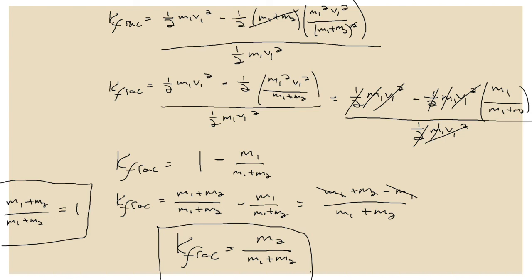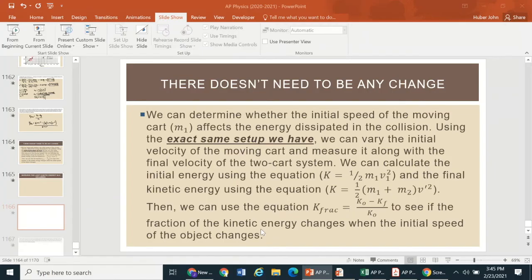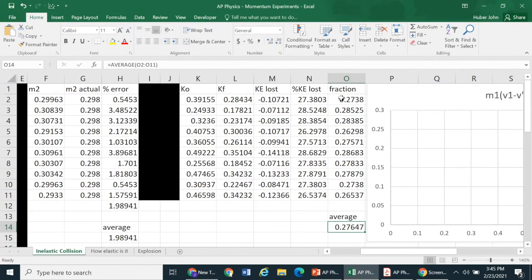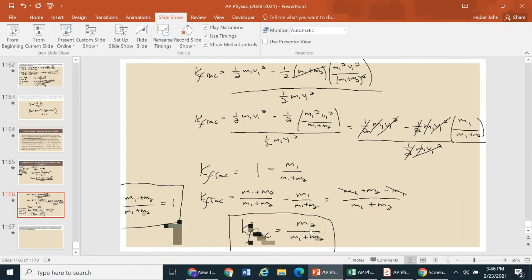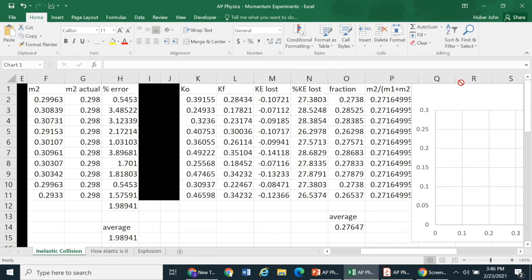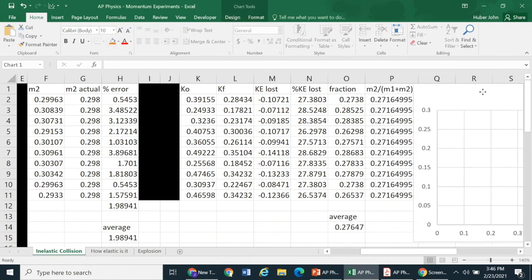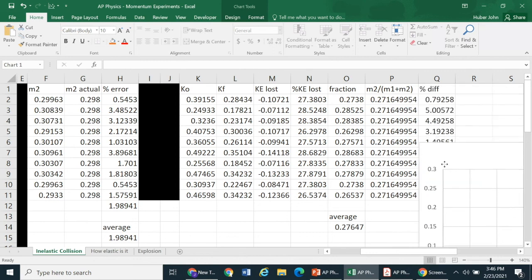Notice we've already seen something that probably makes sense. Because when we varied the initial speed of cart 1, we just saw in my data the fraction of the kinetic energy that was lost didn't really change. It was always about 0.27. What we just said, though, is that that's always equal to the ratio of m2 over the sum of the masses. What if we actually take m2 over the sum of the masses? Oh my God, it's 0.27. And that's the idea here.